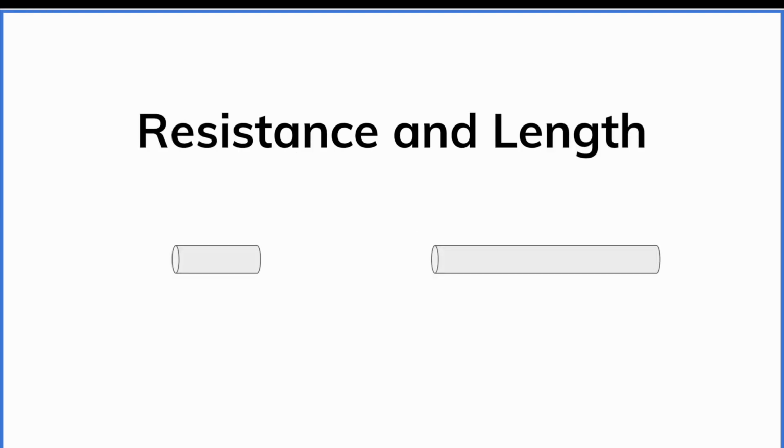There are a number of different things that would affect the resistance of an object in the circuit. The first one we're going to look at is length. It turns out that resistance and length are proportional. As the length goes up, the resistance will go up. When we say two things are proportional, we could say that resistance over length is some constant value. So the longer the wire or the longer the component, the more resistance it's going to have.